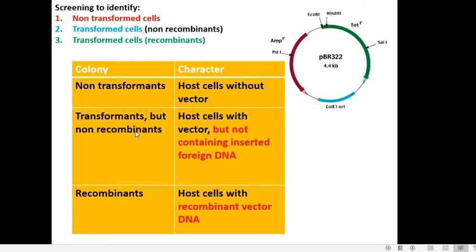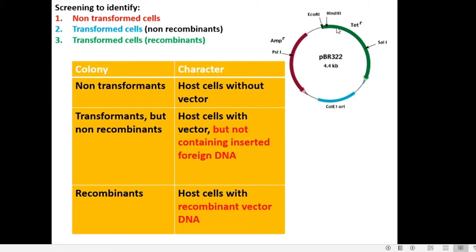Now we are having transformants. There will be E. coli cells who have taken up the vector, the plasmid from the solution. They are called as transformants. So those E. coli cells who have taken up the pBR 322 vector from the solution into their cytoplasm can be called as transformants. But now, there are 2 types of transformants.